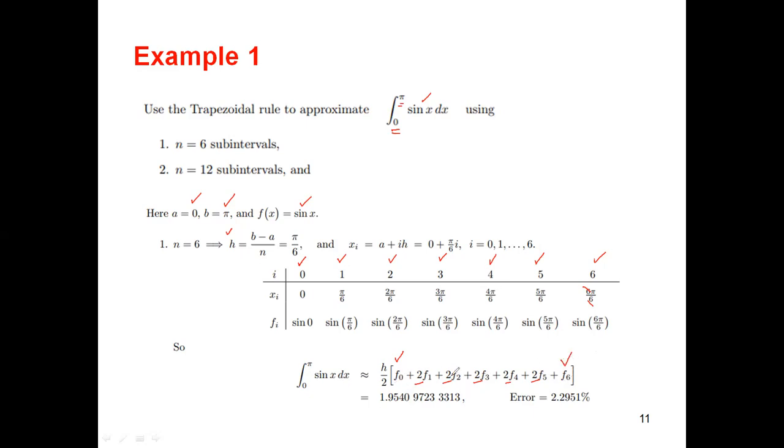You add all of this, and you multiply it by h divided by 2, where h is pi over 6. Pi over 6 divided by 2 would be pi over 12. Your answer will be this one. Can you do that, please? I'll give you 5 minutes. Check if you can get the value of 1.9540. Never mind the next values here. Limit your decimal places to 4 only.